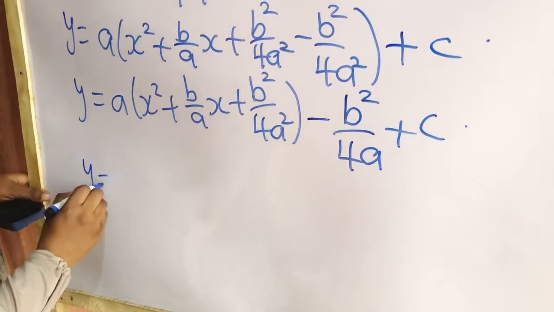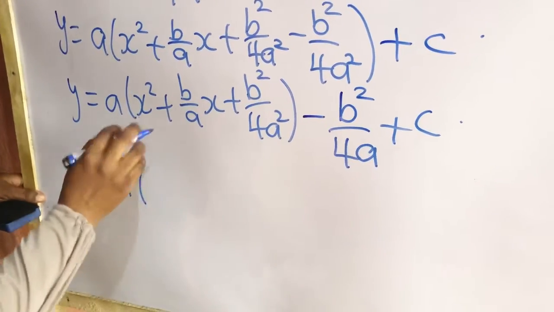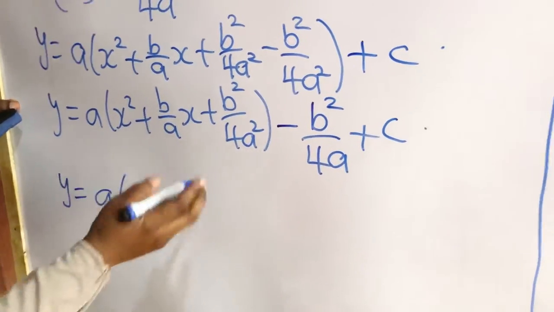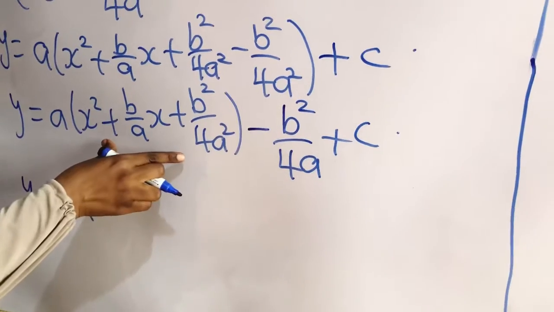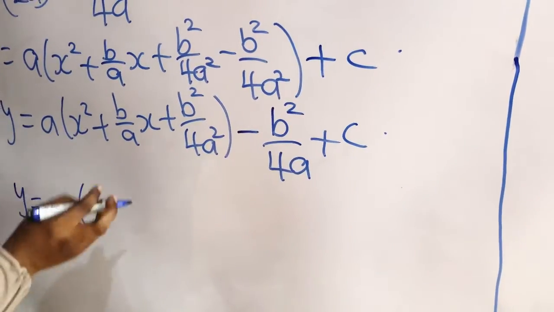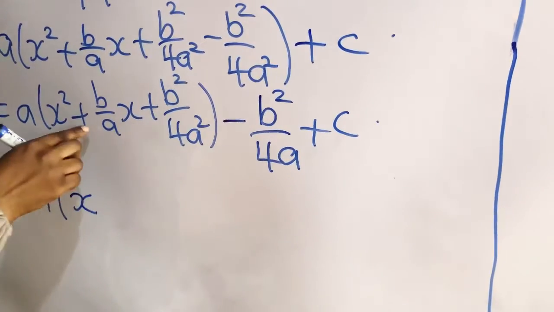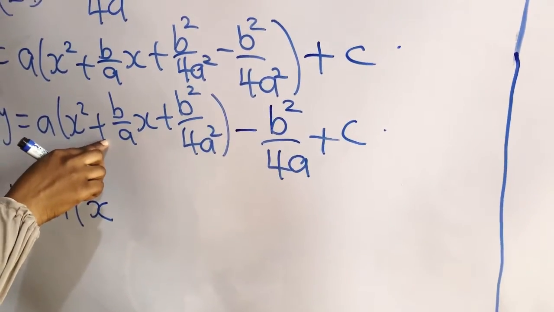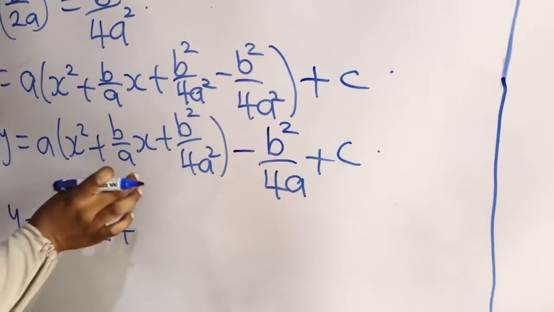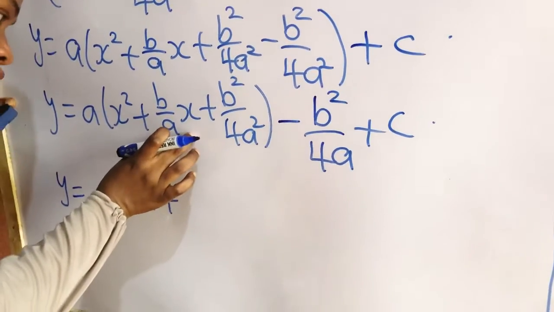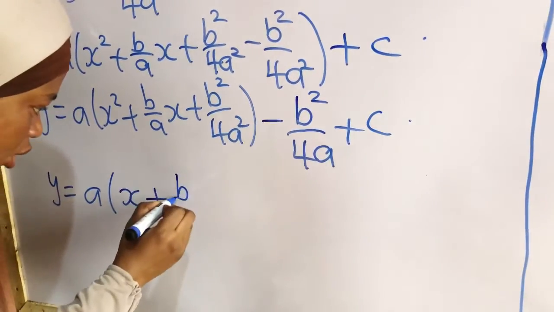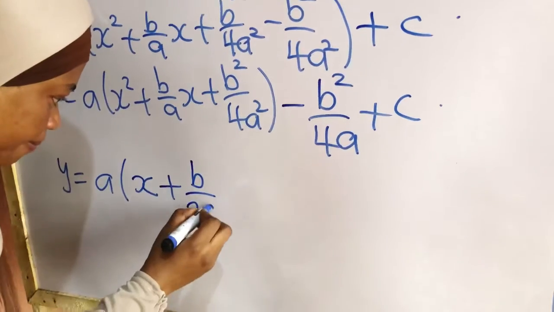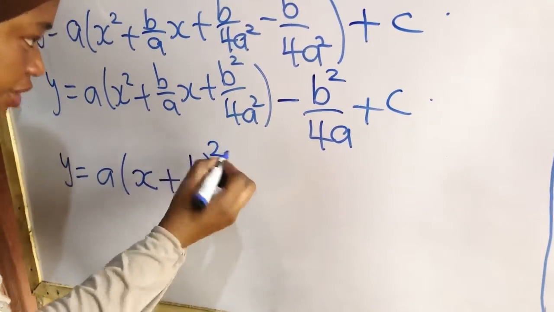y is equal to a into brackets. So I want to write this one as a perfect square. You just take x, then the sign that is in front of the coefficient of x, you write it, then half of the coefficient of x, you put it back, so b over 2a, then you square everything.